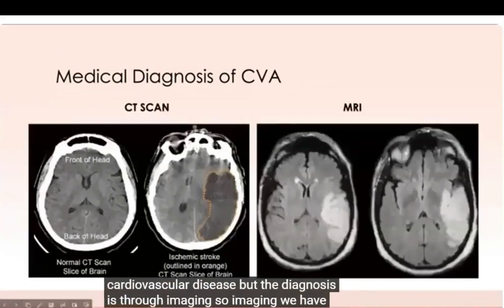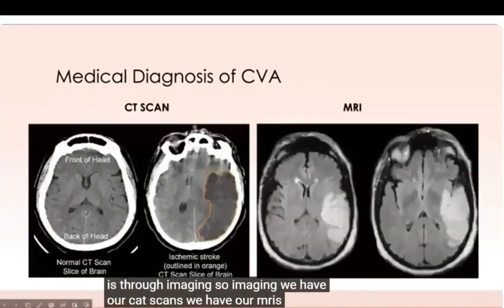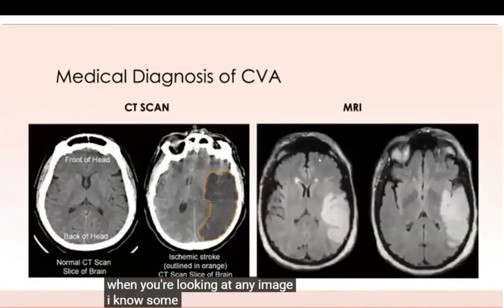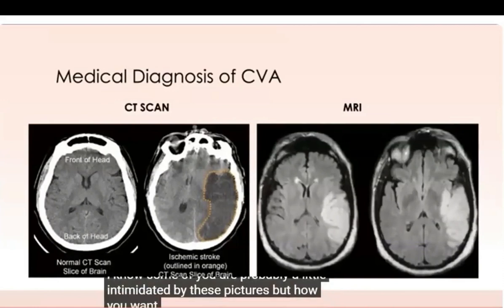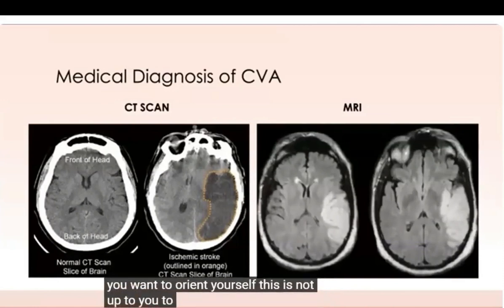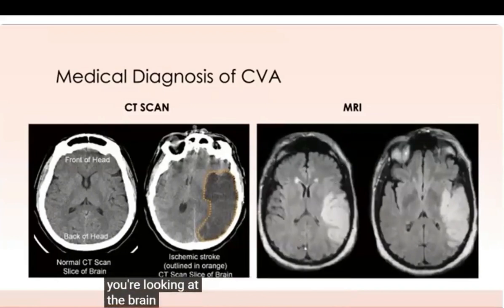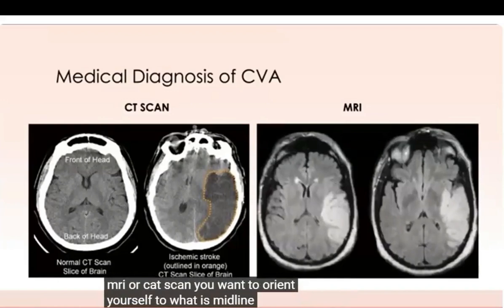So imaging, we have our CAT scans, we have our MRIs. When you're looking at any image, I know some of you are probably a little intimidated by these pictures, but here is how you want to orient yourself. This is not up to you to diagnose anything, but it's for you to get a respect for what's happening. So whenever you're looking at the brain on MRI or CAT scan, you want to orient yourself to what is midline. We have our ventricles here.